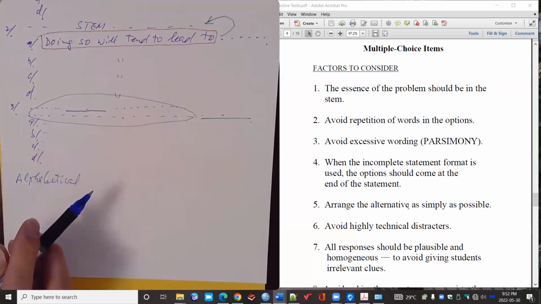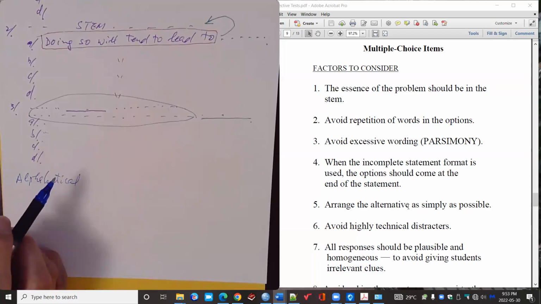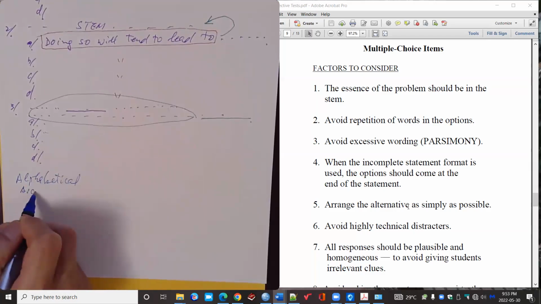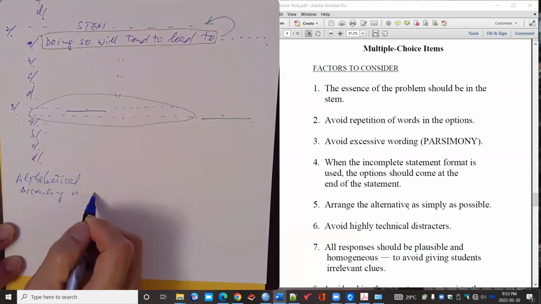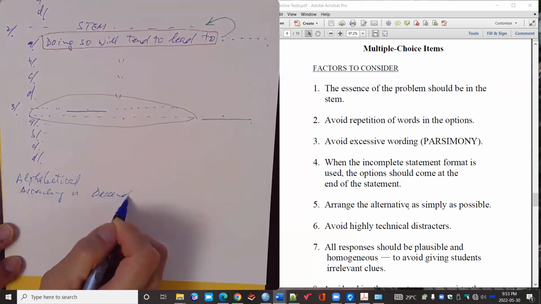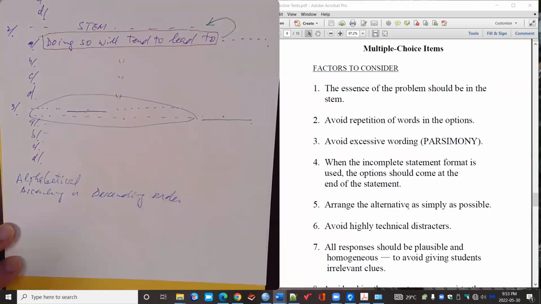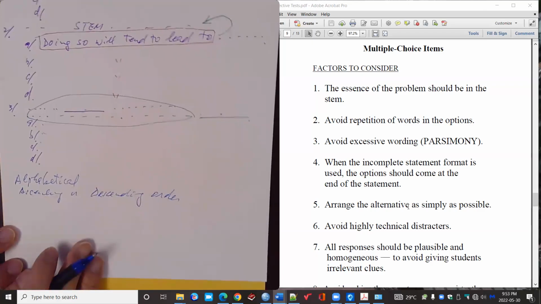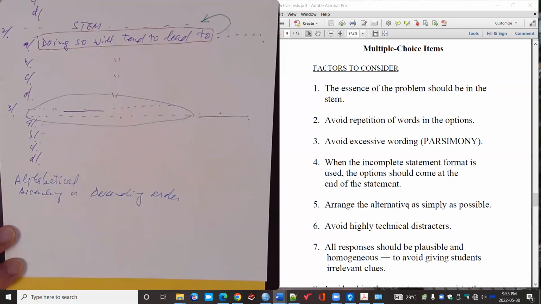For single words, for a short phrase, for numerical data, anything concerned with numbers, then you have ascending or descending order, right? Either ascending or descending. You must do this, okay? Because if you don't do that, you may give away unintended clues to the examinees.